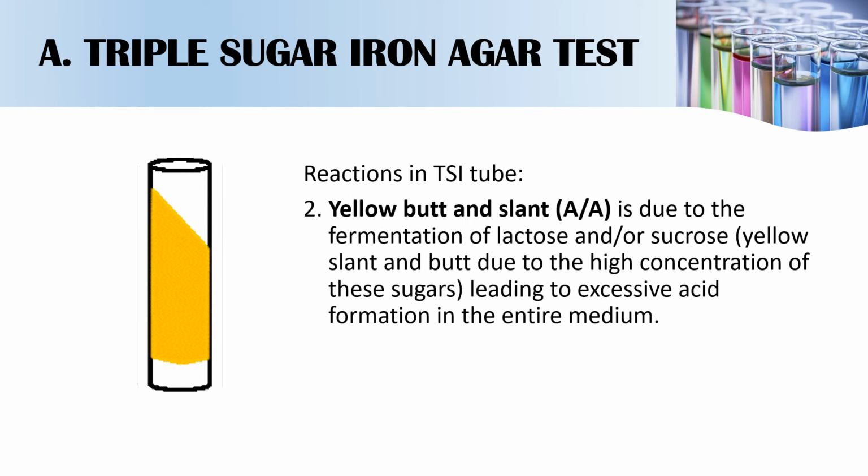Another reaction that may occur in the TSI tube is a yellow butt and slant. Both are yellow, both are acid, so it is written as A over A. This is due to the fermentation of lactose and/or sucrose. The yellow slant and butt is due to the high concentration of these sugars that leads to excessive formation of acid in the entire medium.